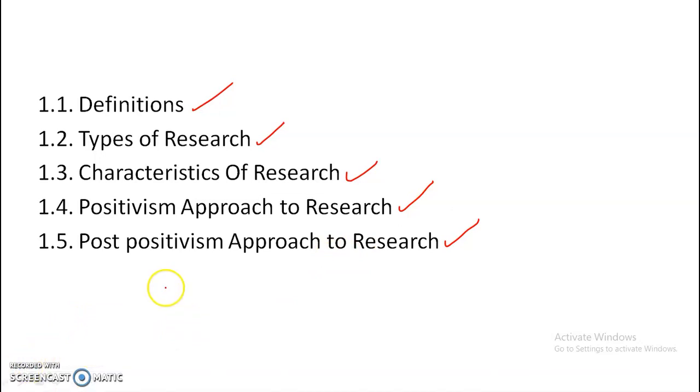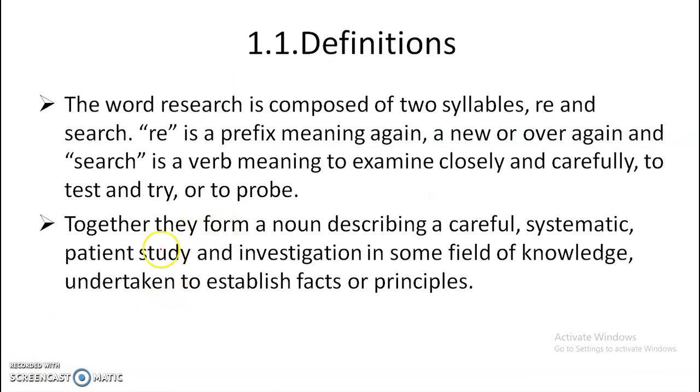So here the first topic is the definitions. How can we define research? Actually, the word research is composed of 2 syllables, that is nothing but one is re and the second one is search. Re means repeating again and again. That means in this repetition process you are going to get some new ideas by doing again and again.